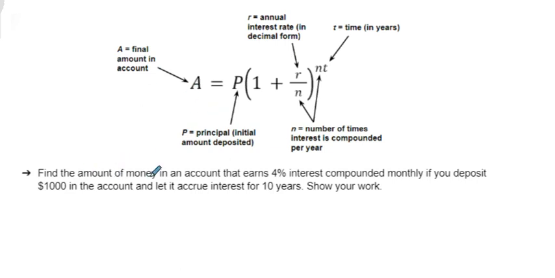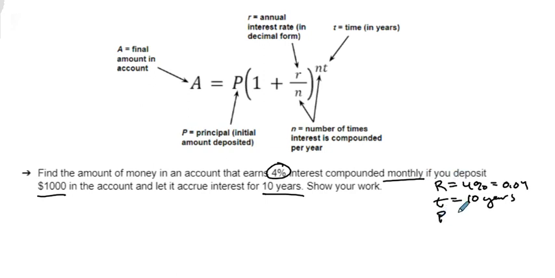It says find the amount of money in an account that earns 4% interest, so that's important, compounded monthly, that's important, if you deposit $1,000 in the account and let it accrue interest for 10 years. All right. So the easy things there are the rate, which is 4%, or 0.04, and your time, which is 10 years. We also know our initial amount, our A, but we call it P in this case. It's $1,000. And it's compounded monthly, so your n is 12 because there are 12 months in 1 year. That's the number of times interest is compounded per year.